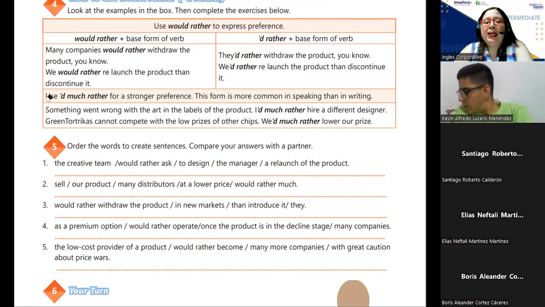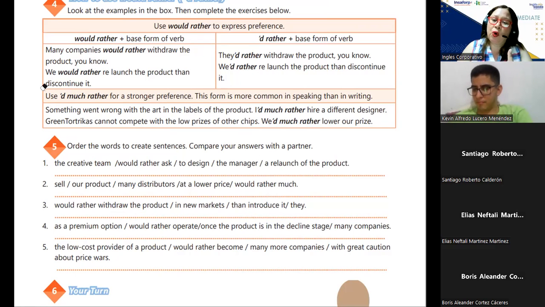Okay, let me see. Santiago, please read this box, the orange one. Use much rather for a stronger preference. This form is more common in speaking than in writing. The form of a contraction is more common in speaking than when we write formally. And remember that we add much to show a stronger preference. Exactly, it's much rather. Something went wrong with the art in the labels of the product. I'd much rather hire a different designer.